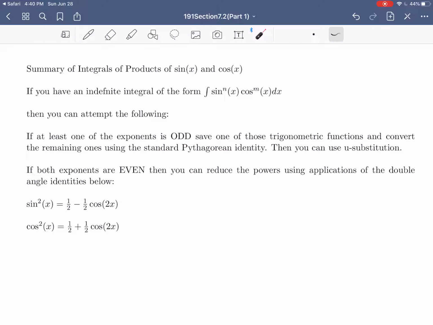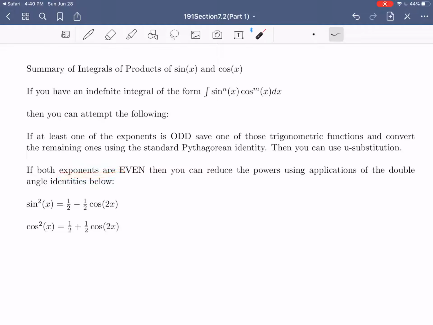This will always be possible because if you have an odd exponent and you save one factor, then what remains will be an even exponent, and you can, of course, by just using successive iterations of the Pythagorean identity, convert that into the other trigonometric function. Since one of them is odd and you save one of those factors, then you can always finish it up by using u-substitution. So in other words, if at least one of those exponents is odd, that's the nice, easy case where you save one, do some conversions, and then u-substitution.